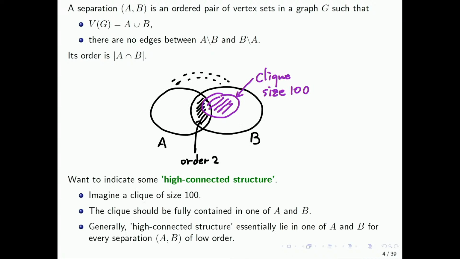Here, let's just imagine a clique of huge size. A clique is a set of pairwise adjacent vertices. You can easily observe that this clique must be fully contained in one of A or B, right? Because the separation has small order, it doesn't matter for the clique. What we want to say is that the highly connected structure essentially lies in one of A or B whenever (A, B) is a separation of small order. Does it make sense?